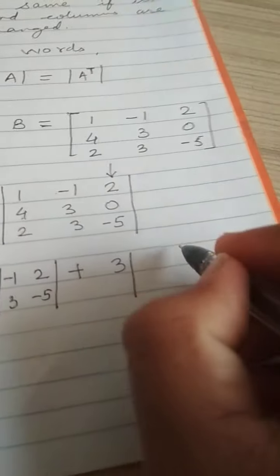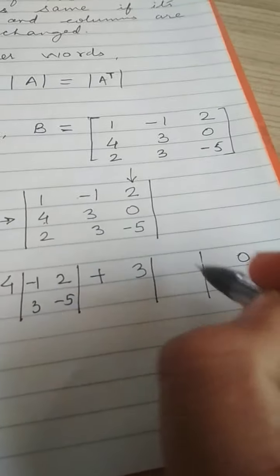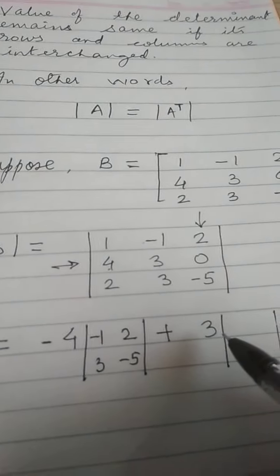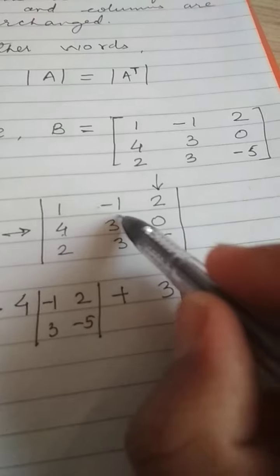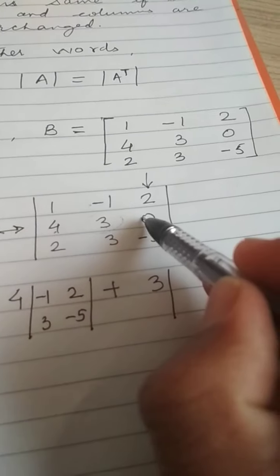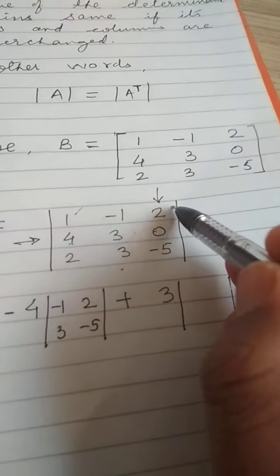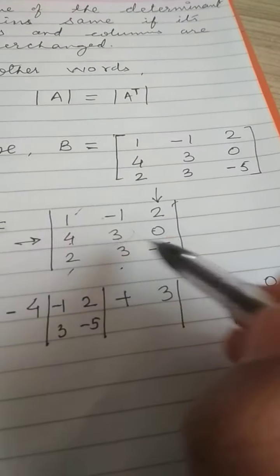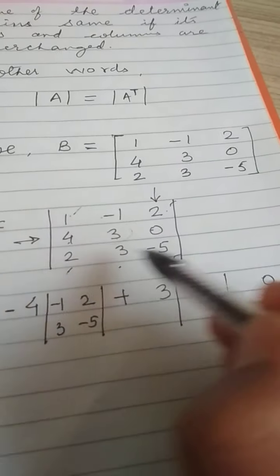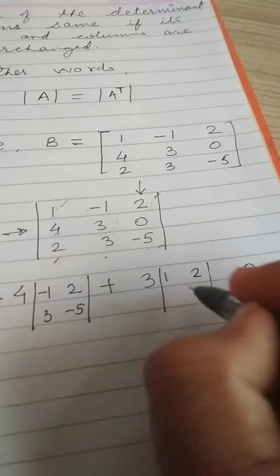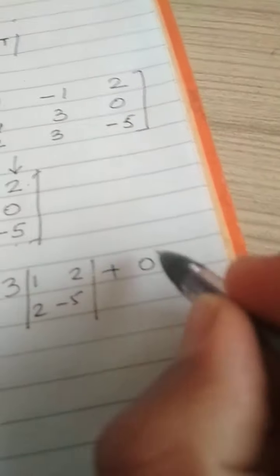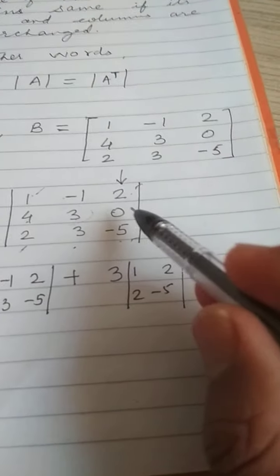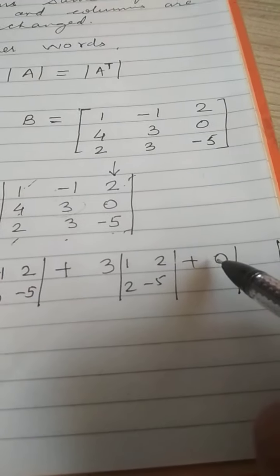Then I'll multiply this 3 with its corresponding minor determinant, its cofactor, which is obtained by hiding the second row and second column. That is nothing but these end elements 1, 2, 2, -5. I did not write it, but for your understanding, I'm writing this. For the last, I'll write 0.